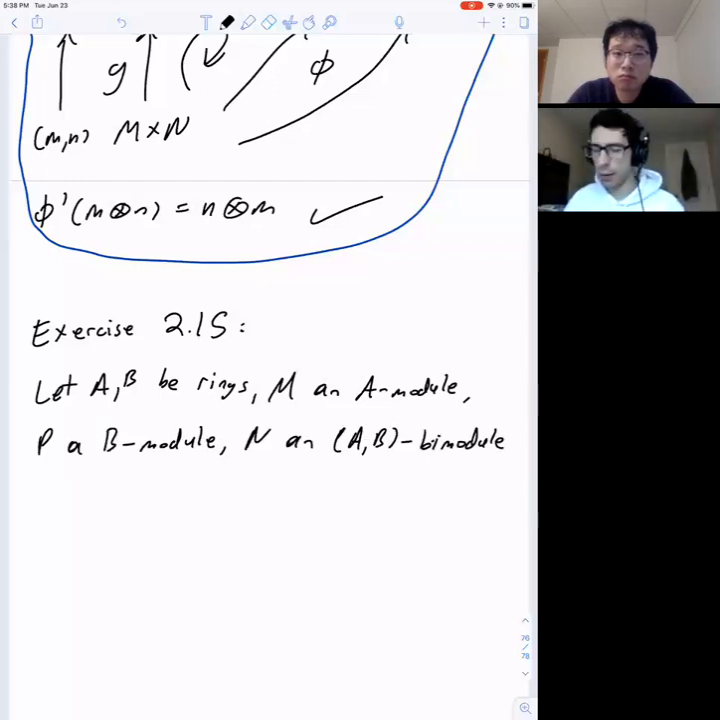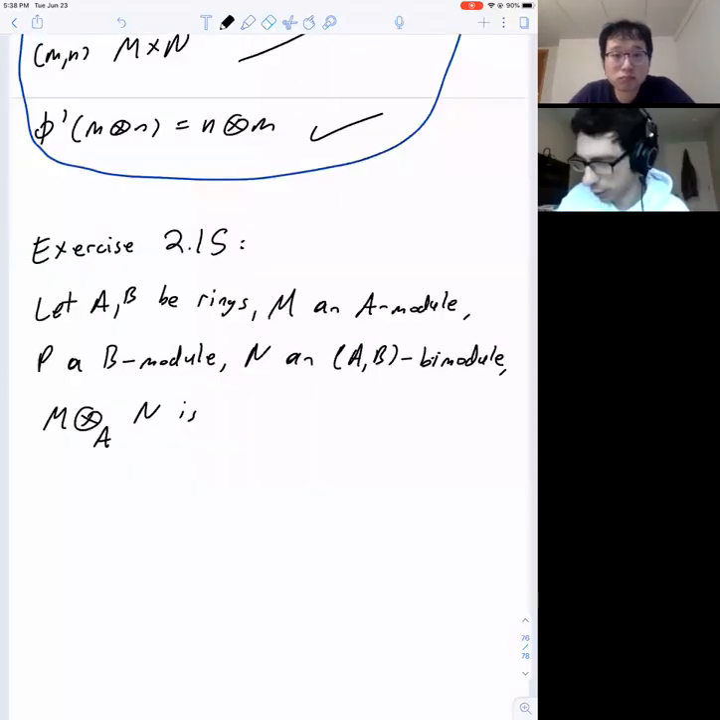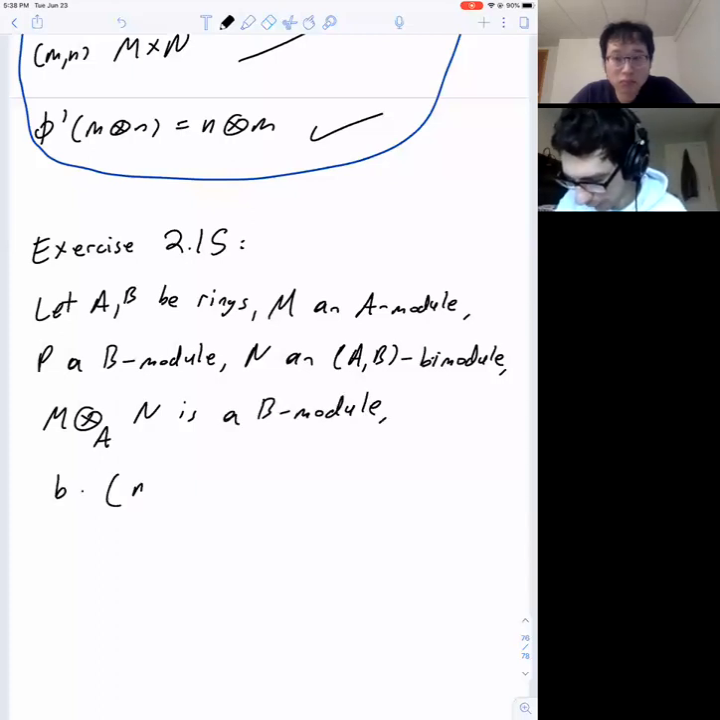So if A and B are rings, M is an A module, P is a B module, and N is both an A module and a B module, then how can we relate the two? Then I will say that M tensor_A N is a B module by the fact that you can take the dot product and do this. This has a B module structure from that.